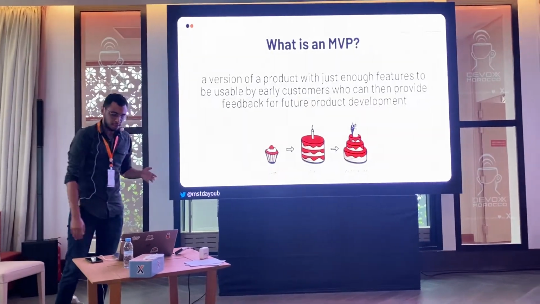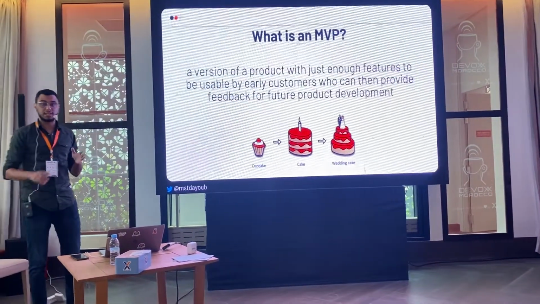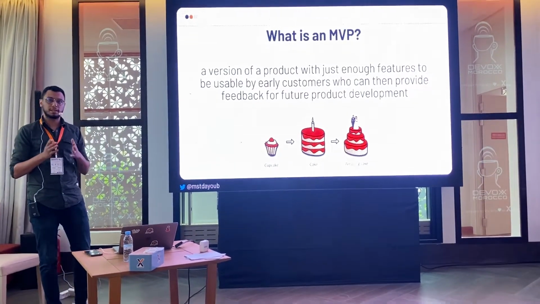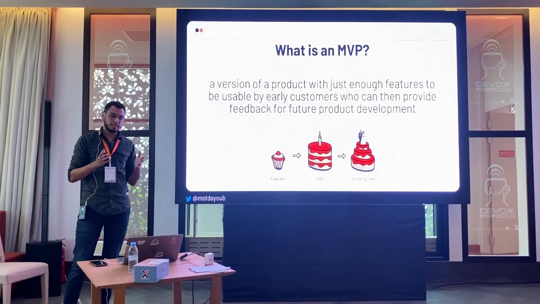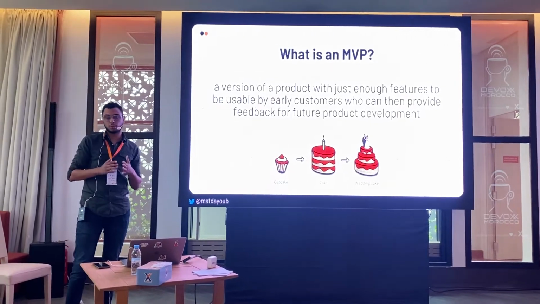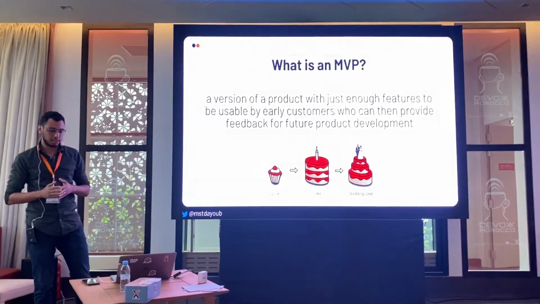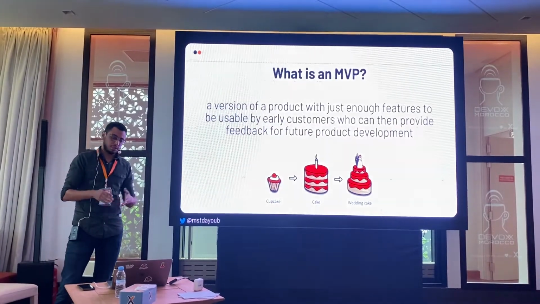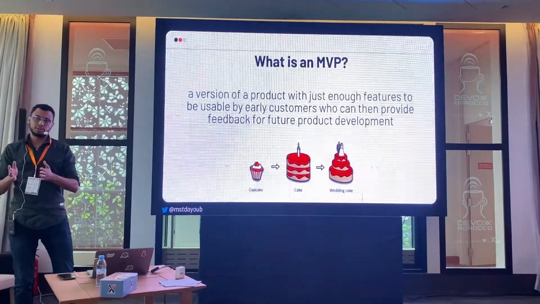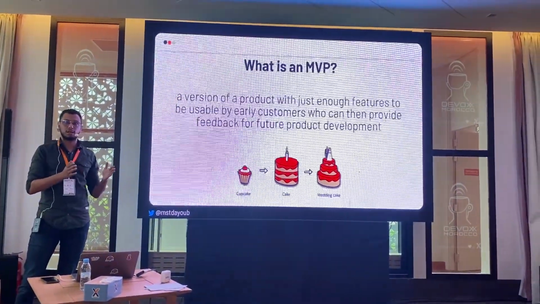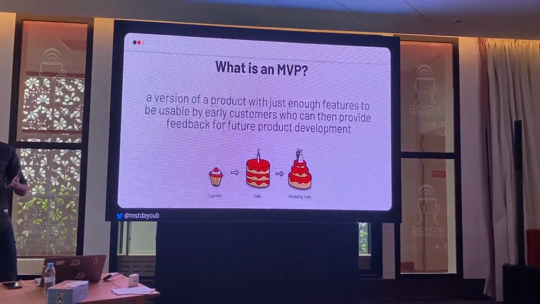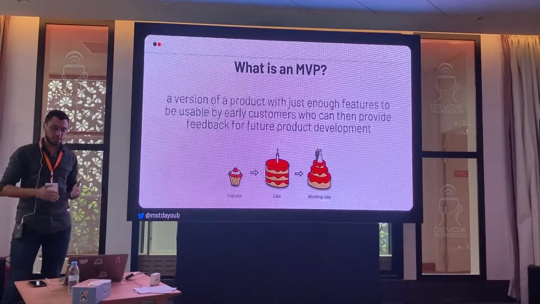So what is an MVP? It's a version of a product with just enough features, or minimal features, or the most basic and principal features, to be usable by early customers, who can then provide feedback and let us enter into a feedback wheel to make some future product development. As an example, if we have to build a wedding cake as an end product, we maybe want to start with our MVP as a cupcake, give it to early customers, get their feedback, how it smells, how good it is or not, what we can change before building the wedding cake.